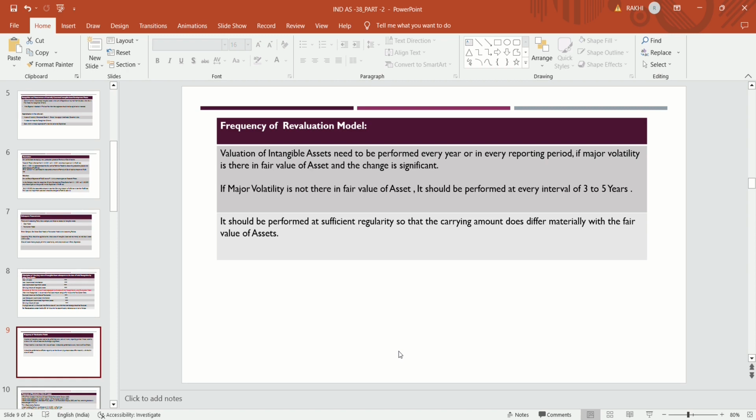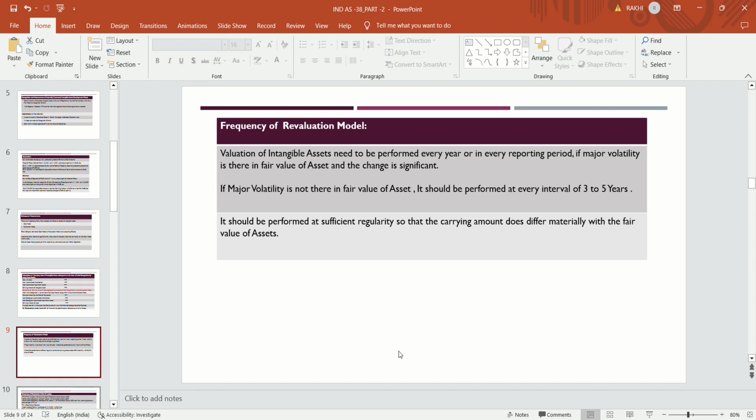But if the volatility of that asset is less, if the volatility is not there in the fair value of the asset, then it should be performed every 3 to 5 years. Revaluation is to be done at an interval of 3 to 5 years. So, if the volatility is high in the fair value of the asset, then revaluation is to be done every year. If the volatility is low, then it should be revalued at an interval of 3 to 5 years.